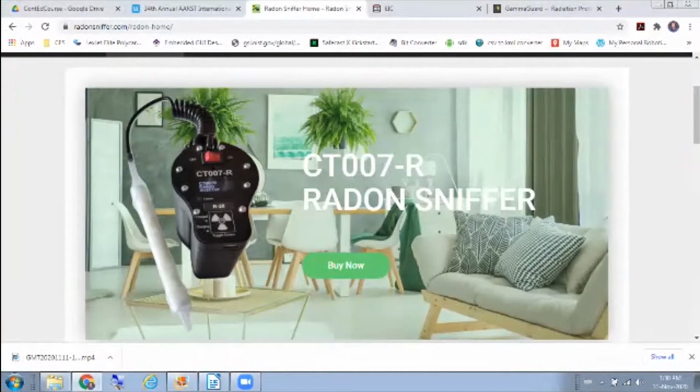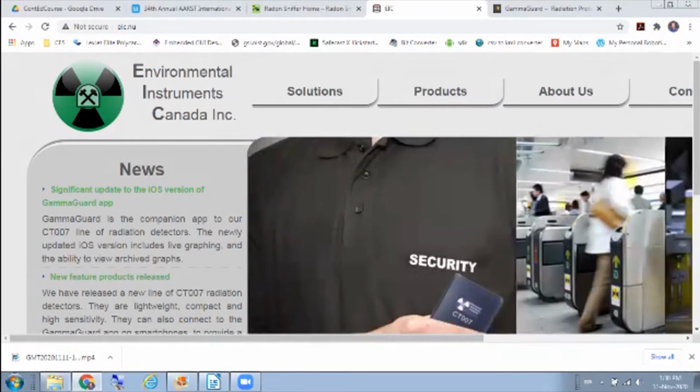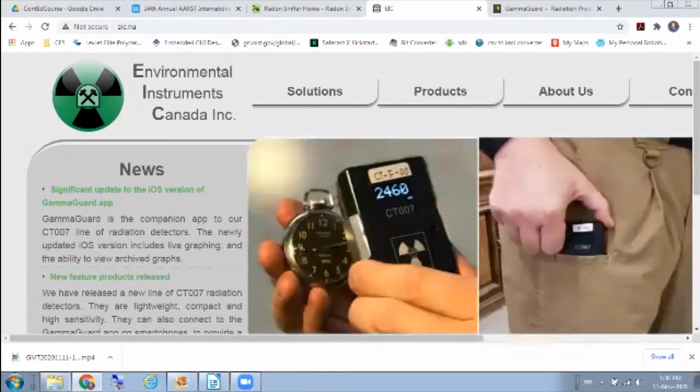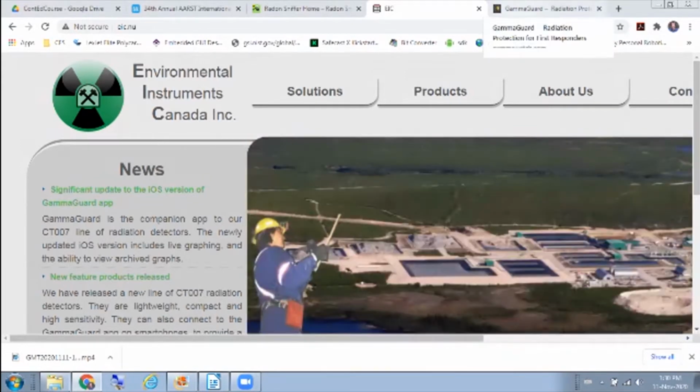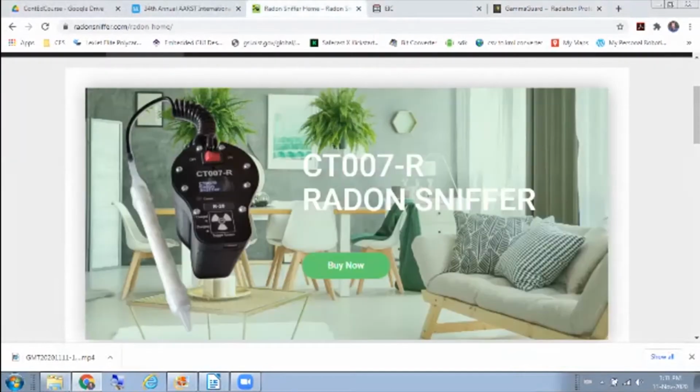Just a little bit of background on our company. EIC was formed in 1998, so a little bit over 20 years ago. We started off servicing uranium mining companies with their radiation safety needs. Since then, we've diversified. We make handheld radiation detectors for hobbyists and also for homeland security applications. And of course, we also make the Radon Sniffer.